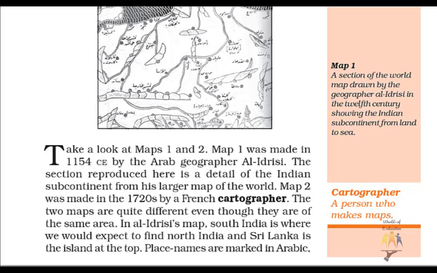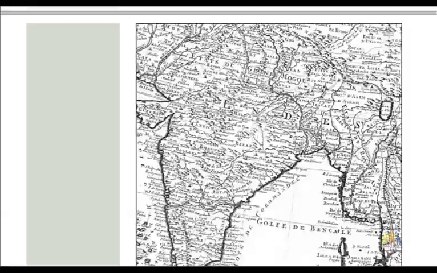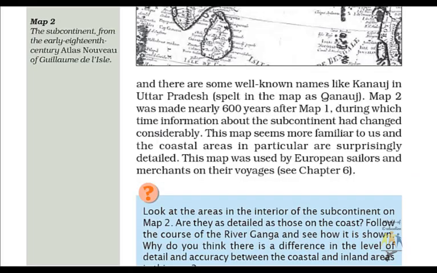In Al-Idrisi's map, South India is where we would expect to find North India and Sri Lanka is the island at the top. Place names are marked in Arabic, and there are some well-known names like Kanauj in Uttar Pradesh, spelt in the map as Kanauj.